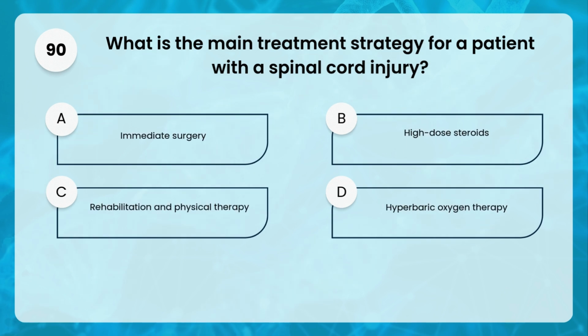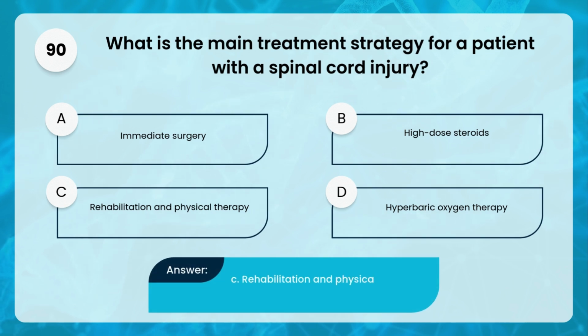Number 90. What is the main treatment strategy for a patient with a spinal cord injury? A. Immediate surgery. B. High-dose steroids. C. Rehabilitation and physical therapy. Or D. Hyperbaric oxygen therapy. The answer is C. Rehabilitation and physical therapy.